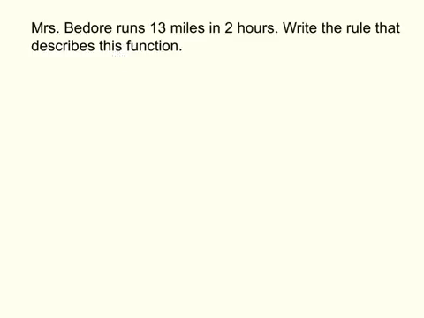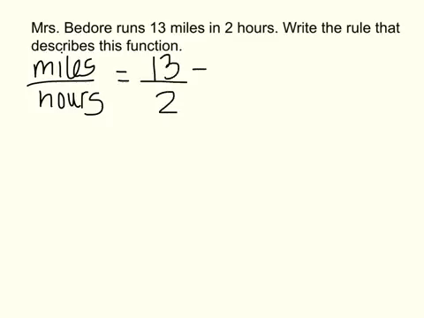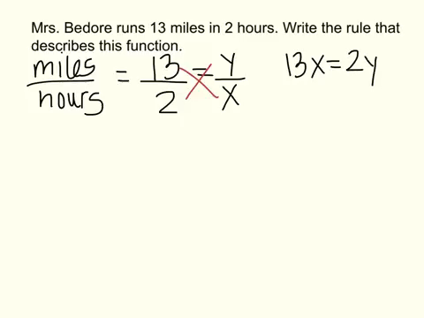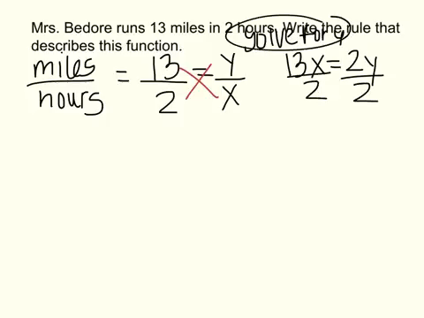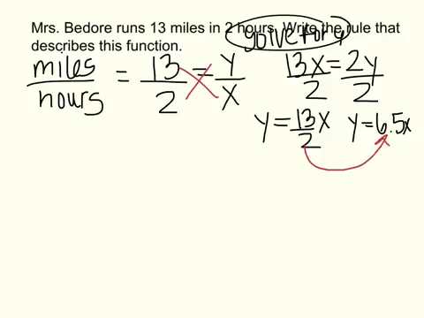So the two units I have are miles and hours. I'm running 13 miles in 2 hours. Remember, you always set it equal to y over x. I'm going to cross multiply. I'm left with 13x equals 2y. You always solve for y. Divide each side by 2, and I get y equals 13 over 2x. I can also write this as y equals 6.5x, since my fraction works out to give us a nice decimal. So there's my equation: y equals 6.5x.